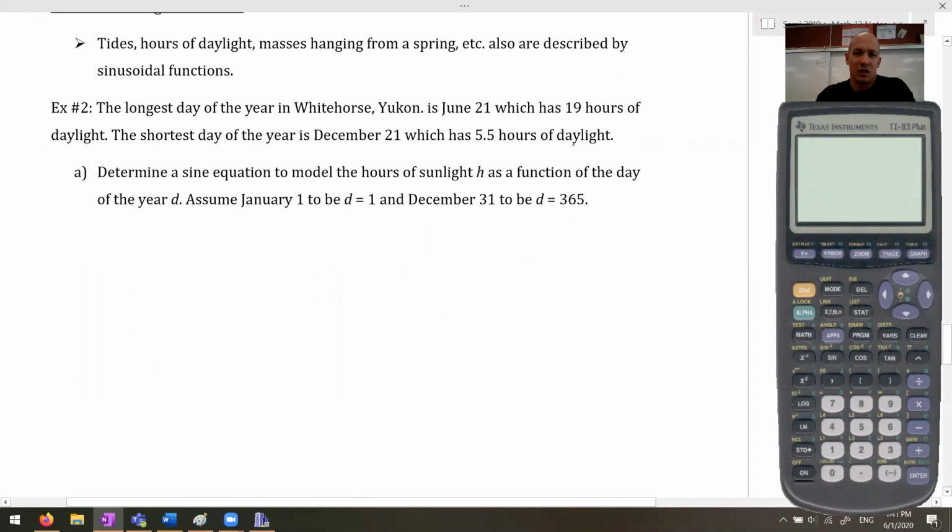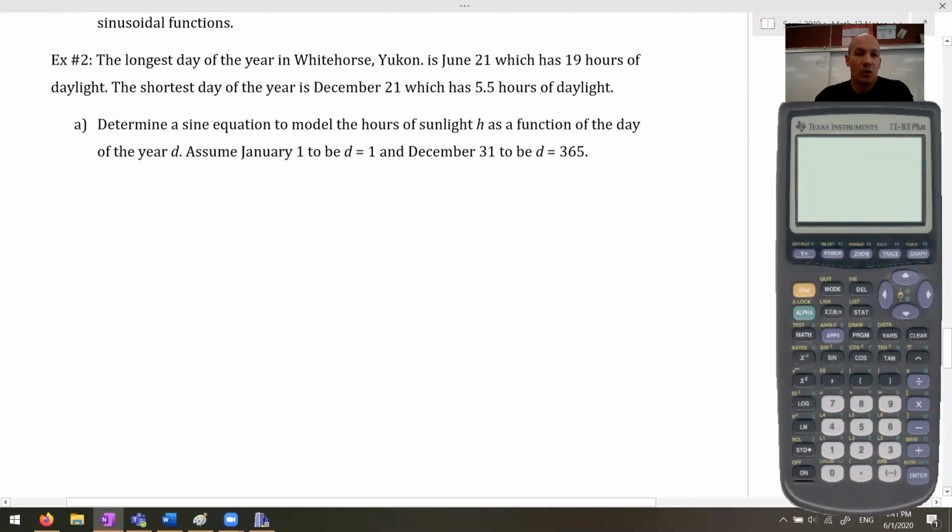I think I actually looked these up, so true numbers. Determine a sine equation to model the hours of sunlight H as a function of the day of the year D. Assume January 1st to be D equals 1 and December 31st to be D equals 365, and let's just ignore leap years.